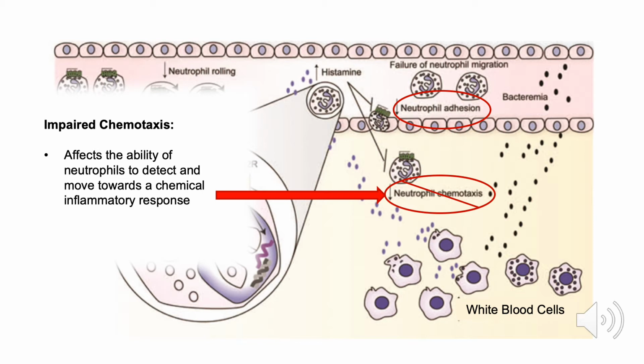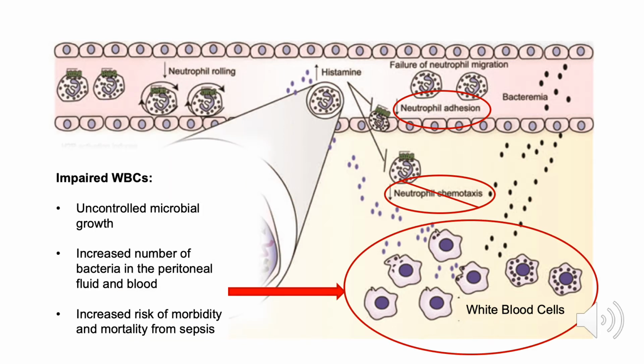Next, impaired chemotaxis affects the ability of neutrophils to detect and move towards a chemical inflammatory stimulus, increasing the risk of infection in patients with diabetes. Furthermore, the impairment in white blood cells results in uncontrolled microbial growth, increased numbers of bacteria in the peritoneal fluid and blood, and increased risk of morbidity and mortality from sepsis.